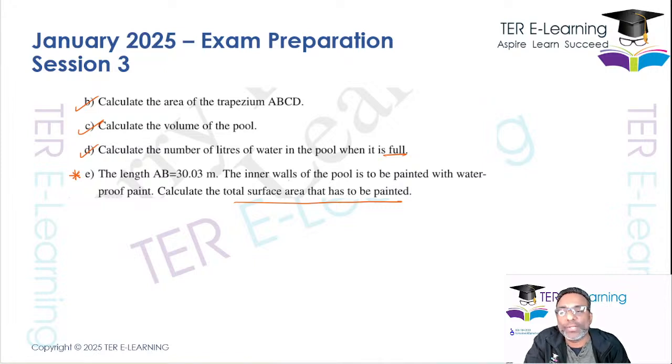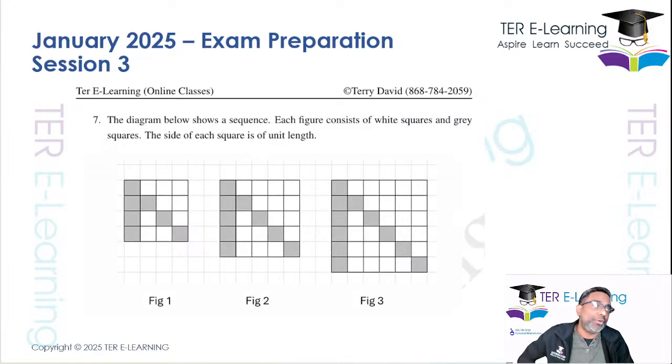I'm going to move on to question 7, which is the investigation question. So the diagram below shows a sequence. Each figure consists of white squares and gray squares. The side of each square is of unit length. So we have 3 figures here.